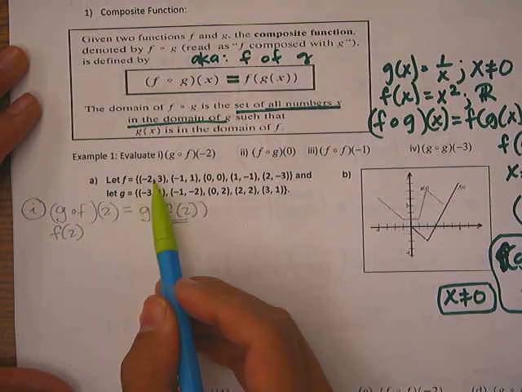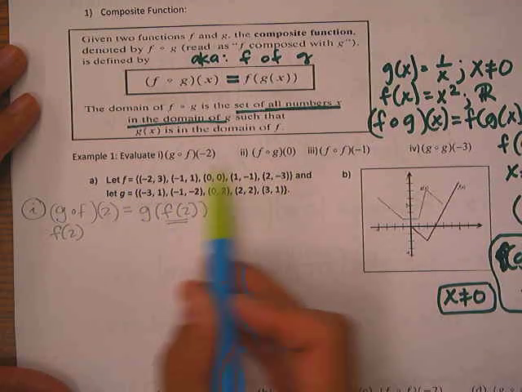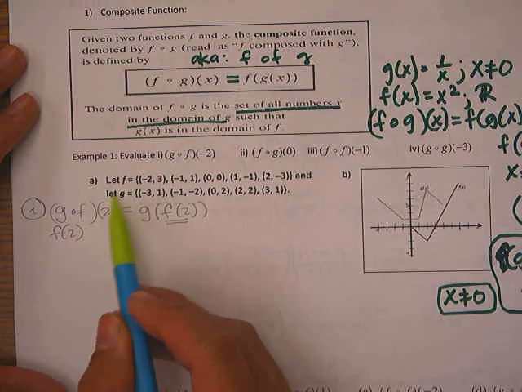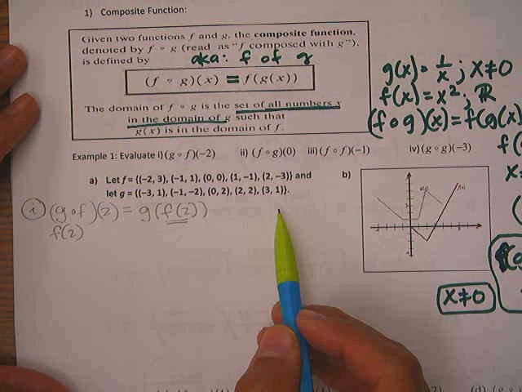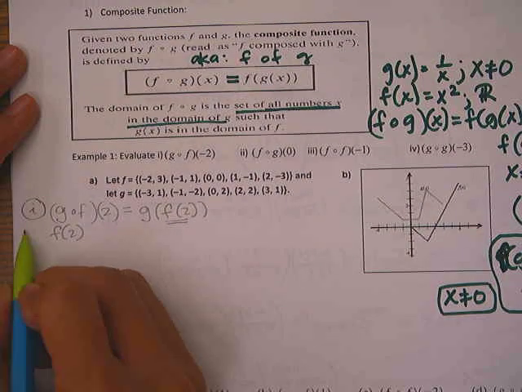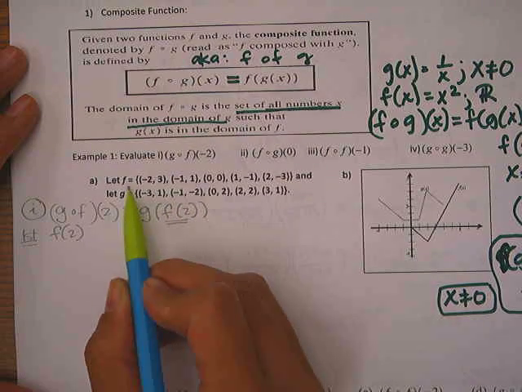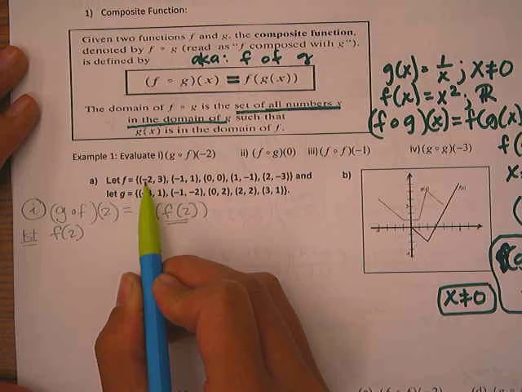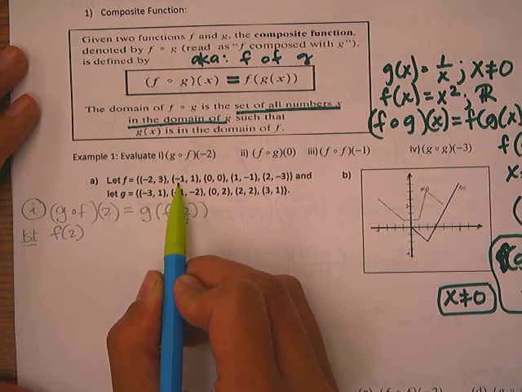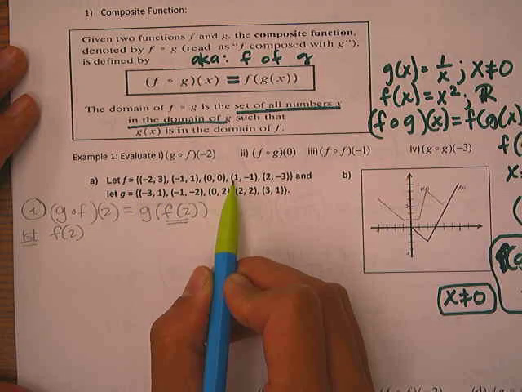Well, you have two awesome functions here. Here's the f function, a set of ordered pairs. Here's the g function, another set of ordered pairs. So first thing is you need to find f of 2. Well, here's the f function. This is negative 2, negative 1, 0, 1.